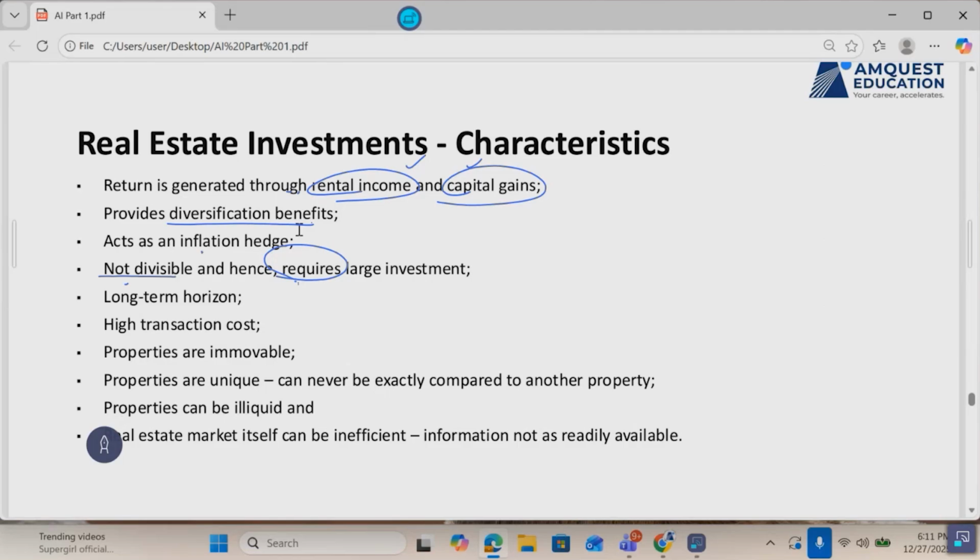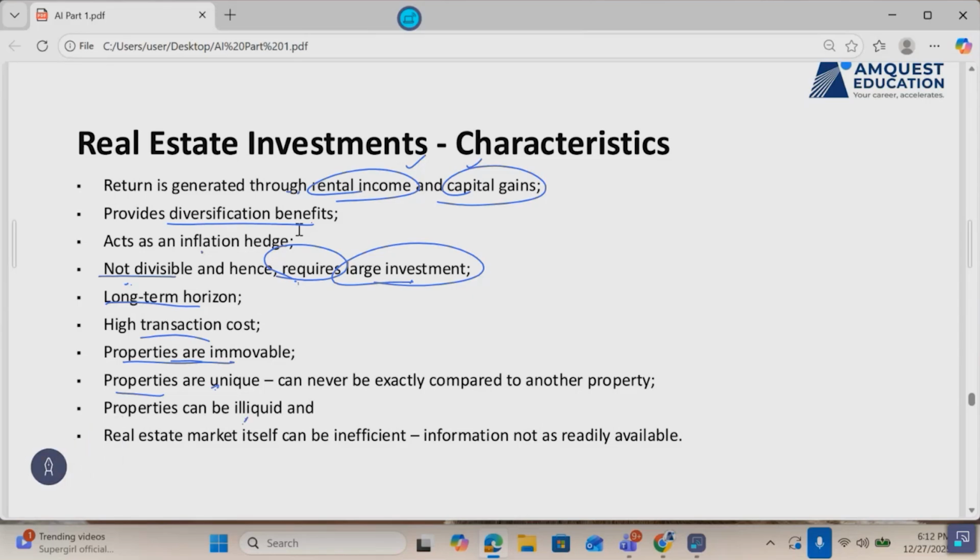It is not divisible. You can't invest in, let's say, a hall. You have to invest in the entire property itself, so it's not divisible. Therefore, the key feature is that it's a large investment. So in Bombay, you may pay 2 or 2.5 crores to invest in a house or a land. The horizon is long term, transaction costs are very high, and they're immovable and very unique. It can be illiquid. That's the biggest problem.